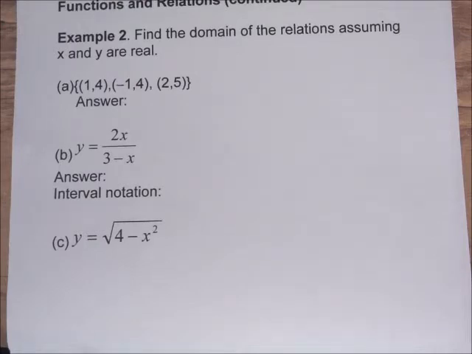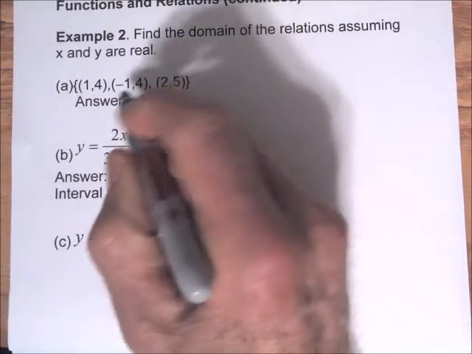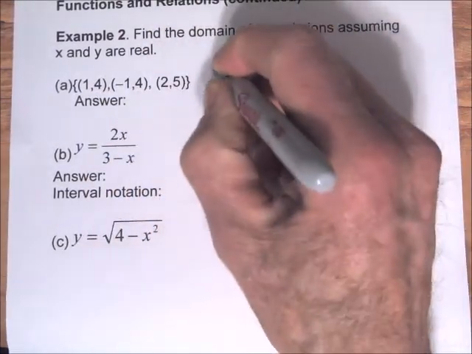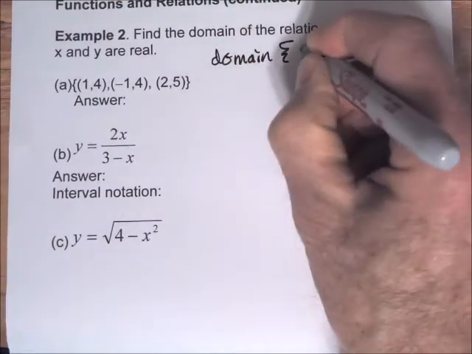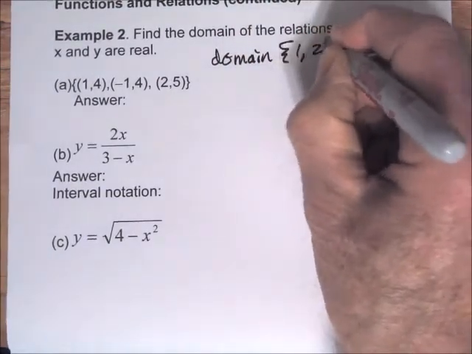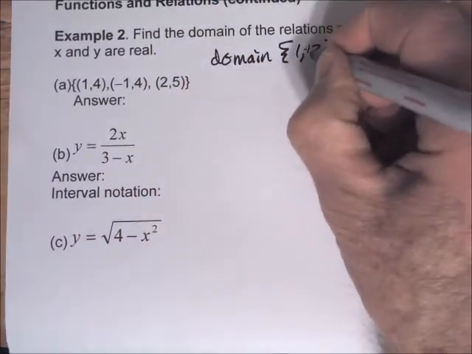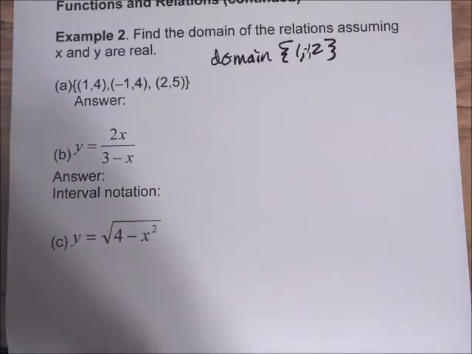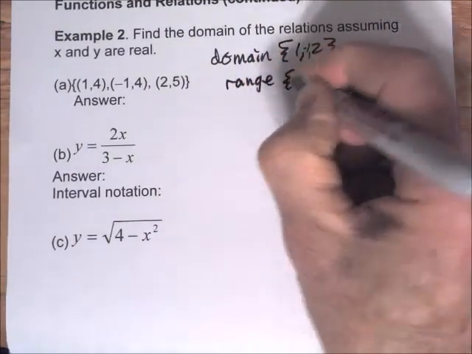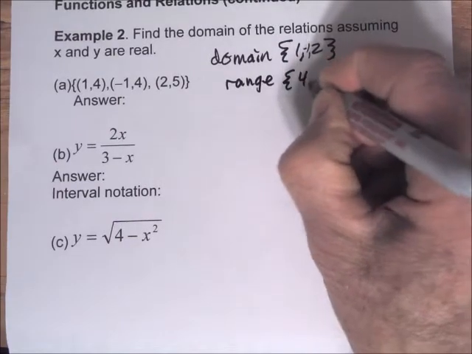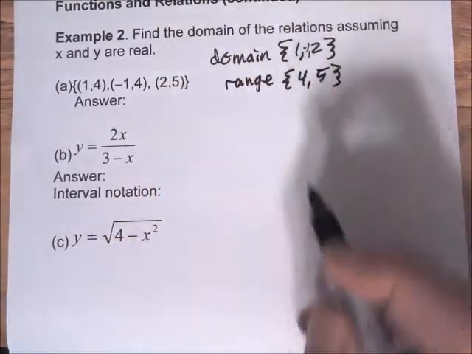The domain for this relation, this was relation A, is the set of first coordinates. So the domain is going to be the set of 1, -1, and 2. I left off -1 at first, but the first coordinates are actually 1, -1, and 2. And the range is the set of 4 and 5. The second coordinates are either 4 or 5.